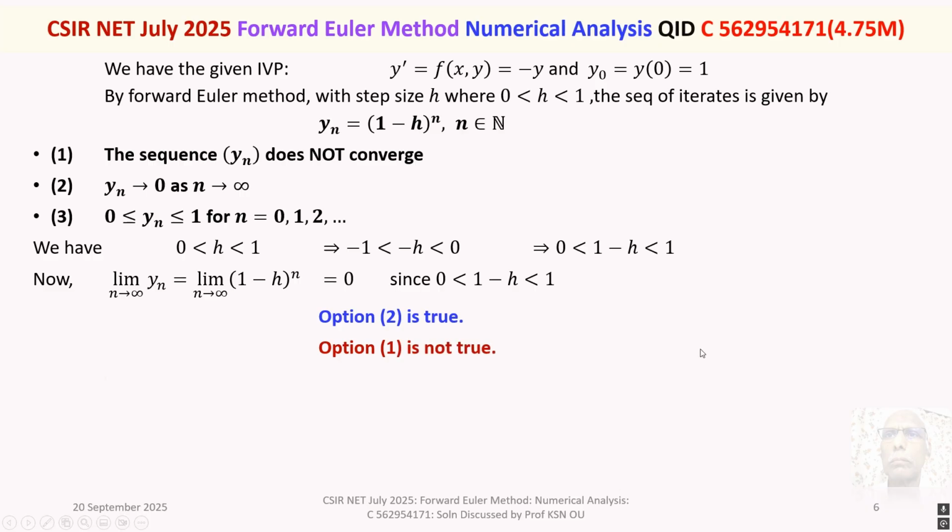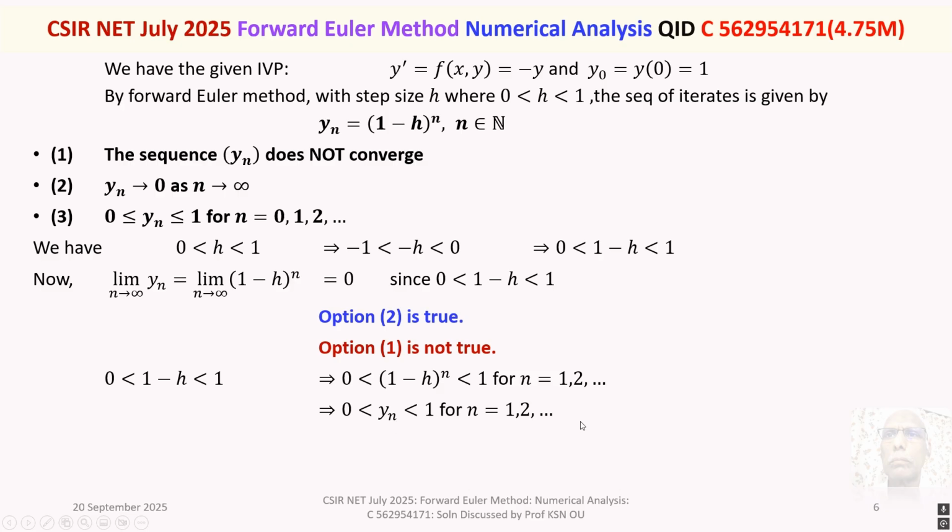Agreed. Now, 0 less than 1 minus h less than 1, yes. So, raised to the power of n, where n is a natural number: 0 less than (1 minus h) to the power of n less than 1, for n belongs to N, that is n is equal to 1, 2, 3, and so on. That means 0 less than (1 minus h) to the power of n, which is yn, less than 1 for n is equal to 1, 2, and so on.